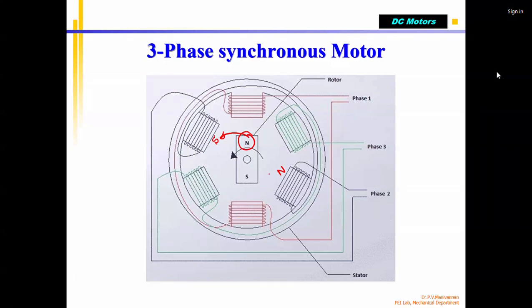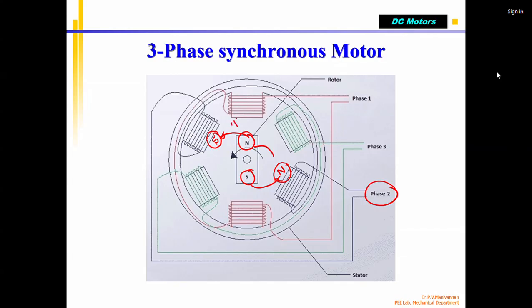This is attracted by this, automatically, because the south pole of the rotor is attracted by the north pole of the stator of the blue phase. Correct? Here it is phase 2. It is the same, you can understand. Similarly, the south pole of the stator, the blue phase stator, attracts the north pole of the rotor, which is a permanent magnet. That means this will rotate, torque is produced.